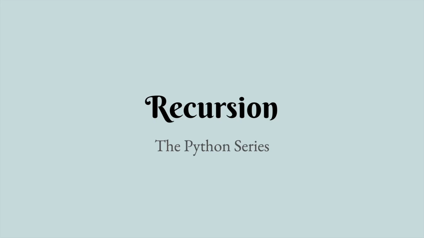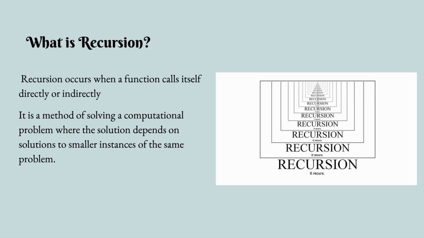Okay, so today we're going to be talking about what recursion is, a few examples, and then we're going to do a practice problem. So first of all, what is recursion? Recursion occurs when a function calls itself directly or indirectly. It is a method of solving a computational problem where the solution depends on solutions to smaller instances of the same problem. So basically, like this diagram over here is recursion, and it uses itself over and over again. That is what recursion is.